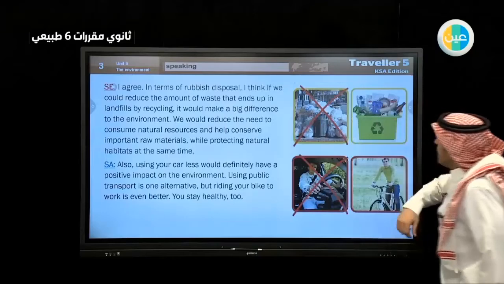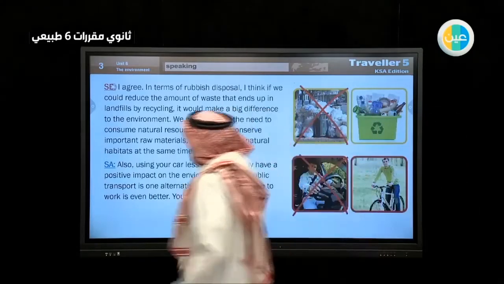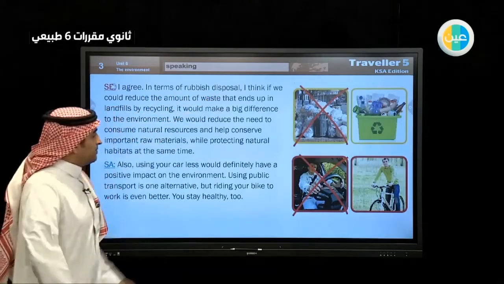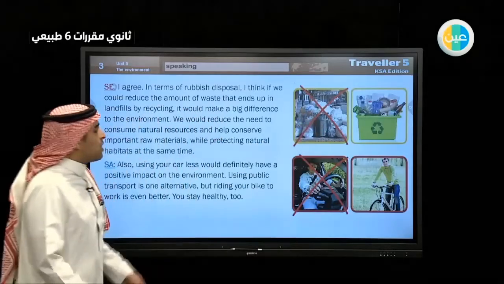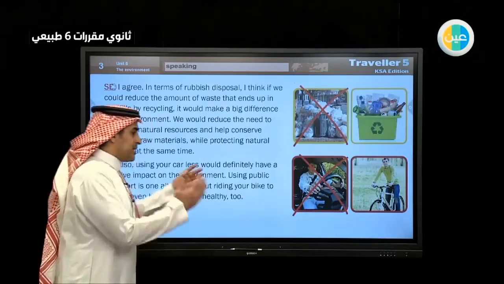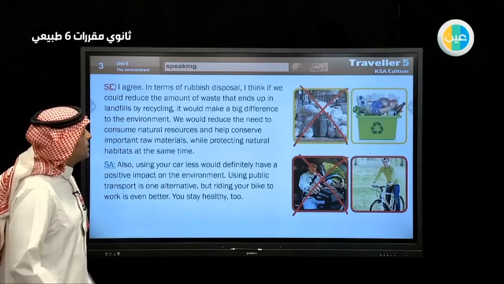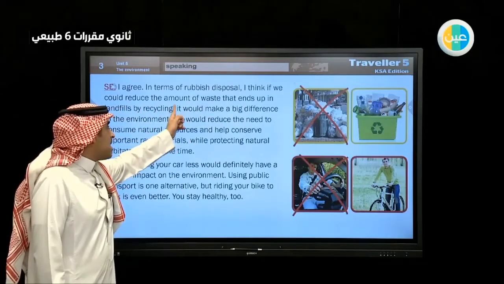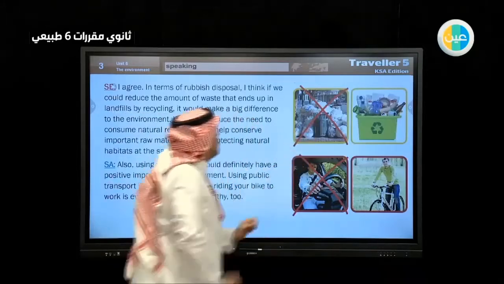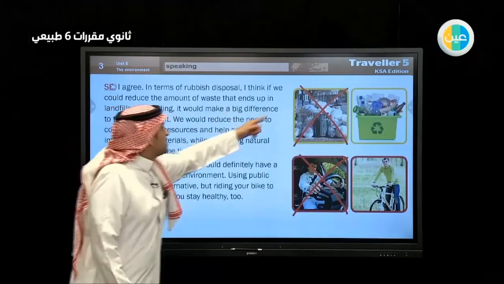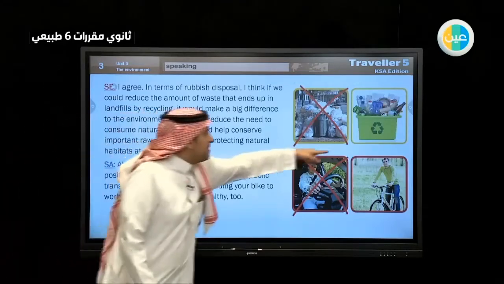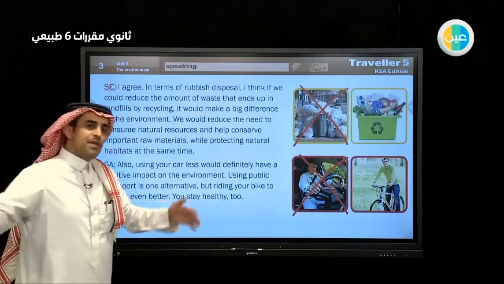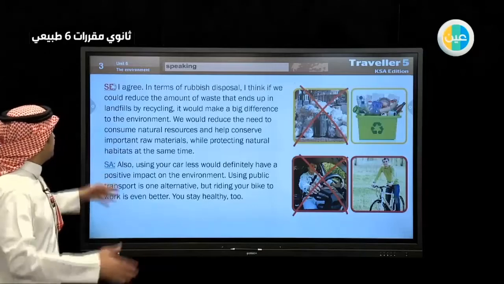After that, there's trash and recycled bottles. I agree in terms of the rubbish disposal, which is how to take the rubbish outside or take it off. I think if we could reduce the amount of waste, okay, by what? How? The waste that ends up in the landfill. This is the landfill. Not exactly this, but the place where they put the trash is the landfill. It's full of trash.